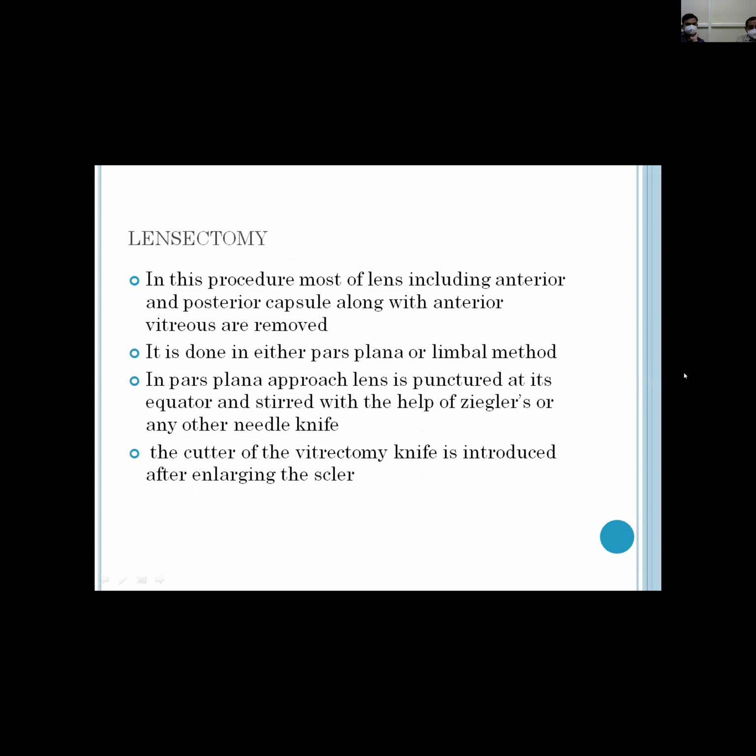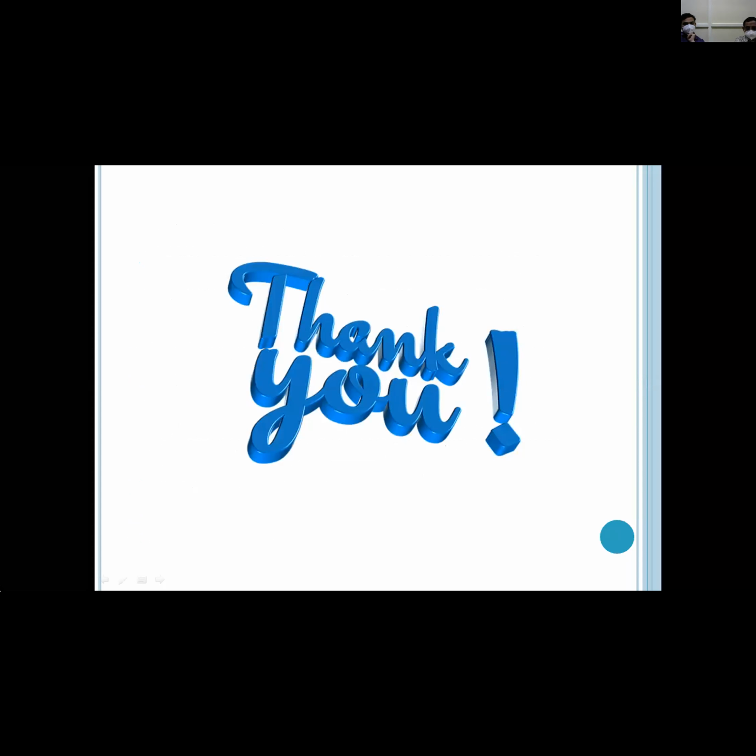Lensectomy. In this procedure, most of the lens including anterior and posterior capsule along with the anterior vitreous are removed. It is done in either pars plana or limbal method. In pars plana approach, lens is punctured at its equator and stabbed with the help of Ziegler's or any other needle knife. The cutter of the vitrectomy probe is introduced after enlarging the sclera.